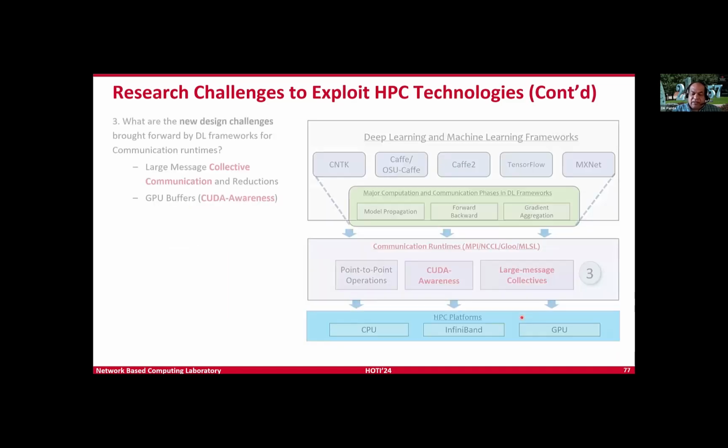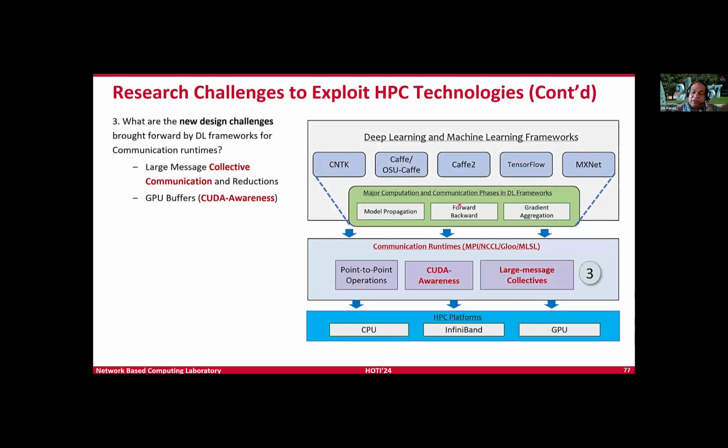Then the third challenge is what is out there inside that runtime. Okay, that is the communication runtime challenges. And here, if you think of an MPI library, it has been there for many, many years for HPC. Of course, MPI has the point-to-point collectives and all, but the new kinds of DL frameworks and DL workloads are giving open challenges.